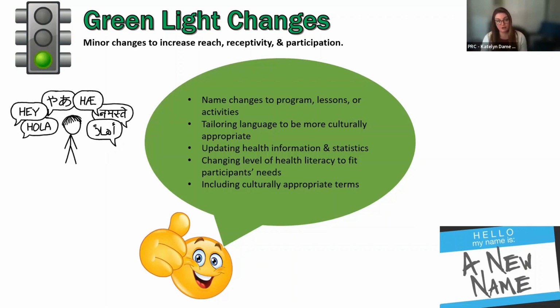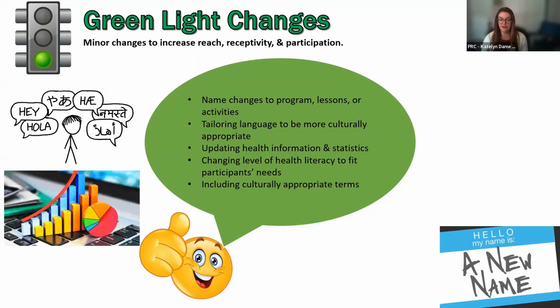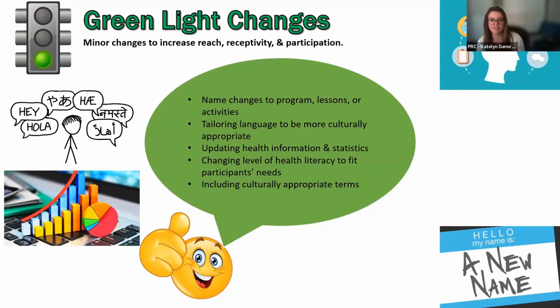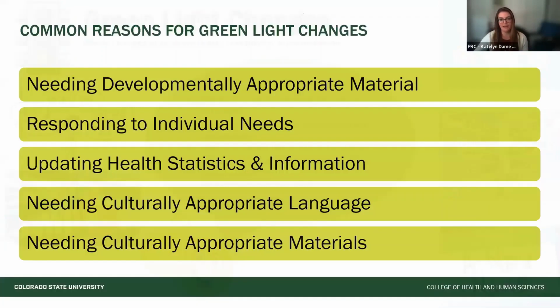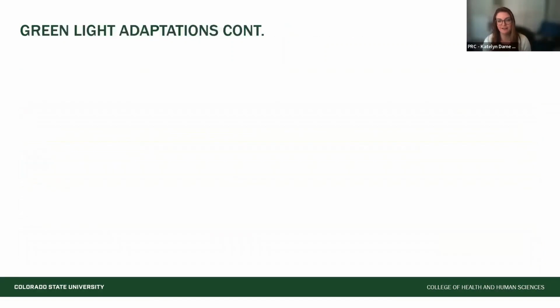It can also involve tailoring the program's language to be more culturally appropriate, updating health information and statistics, or changing the level of health literacy to fit your participants' needs, which I know was mentioned in that word cloud we did earlier, or even including culturally appropriate terms and materials. And the most common reasons that lead to green light adaptations are similar to the examples we just mentioned, so I won't really spend time reviewing those again here, but I will share these slides with you today so that you will have this information.